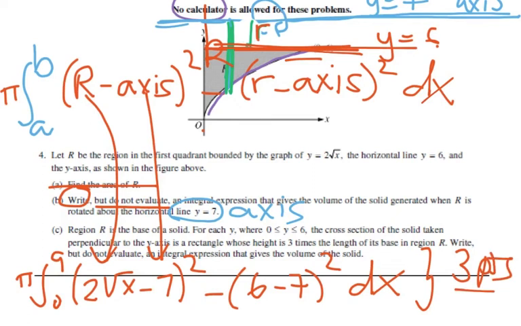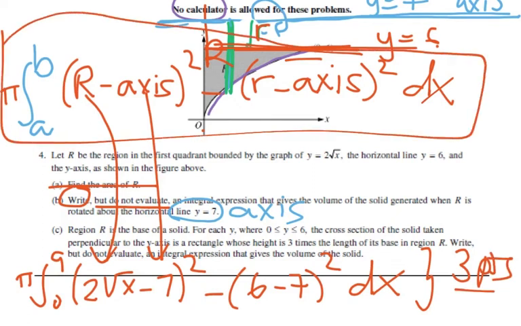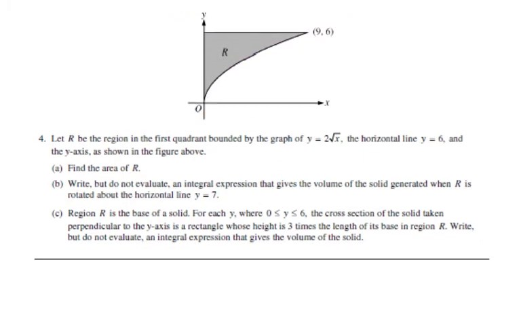So take the time to review this, have this function down, have this trick that I just showed you: big R minus the axis squared, minus little r minus the axis squared, dx. Don't forget the pi in front. You just set up, and that's 3 points for this question. I'll give you a couple of minutes, so pause the video to copy the notes before we look at the next question. Okay, so I'm going to clear the page and we're going to look at C.